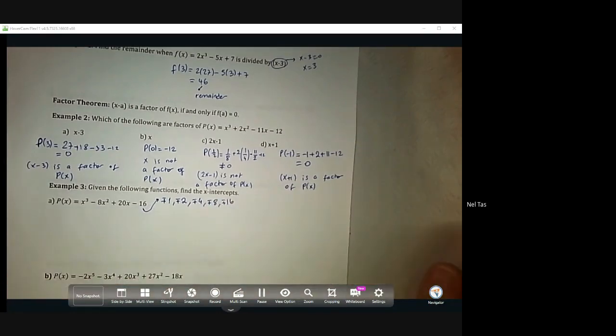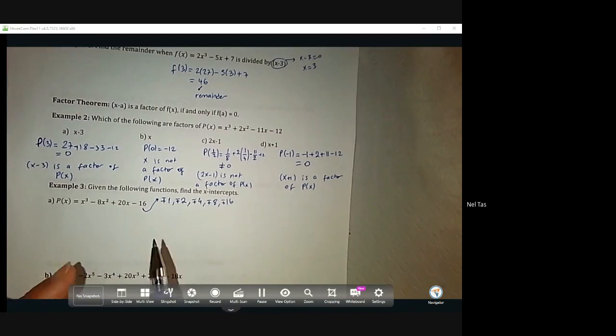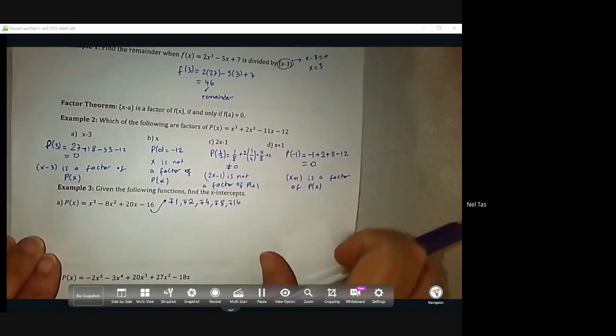Okay. What we are trying to do is substitute those numbers in the P function to get a 0. Because if one of those numbers gives us 0 as a remainder, then we can say that that is a factor of that polynomial. After we find the first factor, so this is a cubic function, okay? We can divide this polynomial by that first factor, and then we will get a trinomial. Then you can factor that as well, and then you can fully factor P of X by doing that, okay? So now let's try.